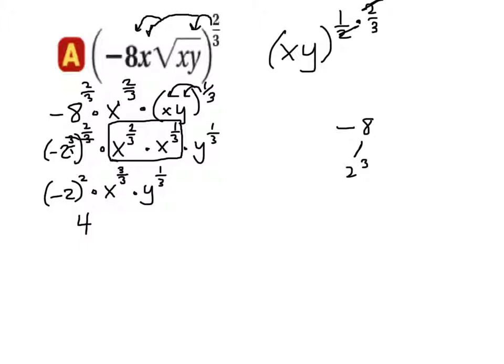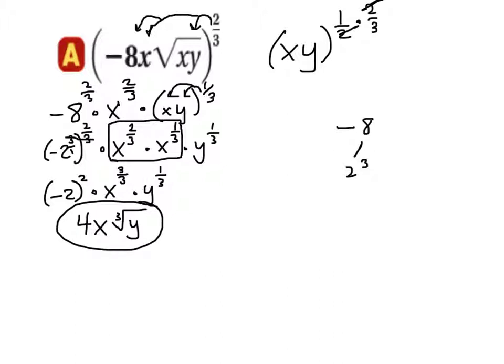X to the 3/3 is really x to the first, so it's just really x. And then y to the 1/3 is really the cube root of y. And now you are simplified. This right here is your answer.